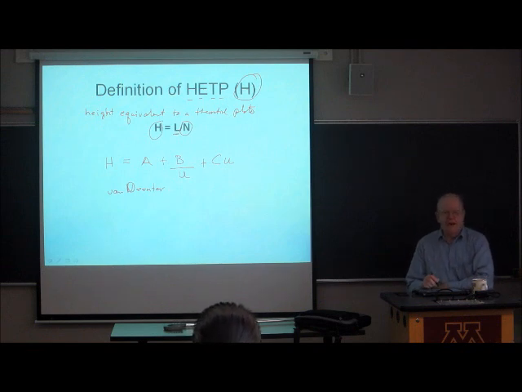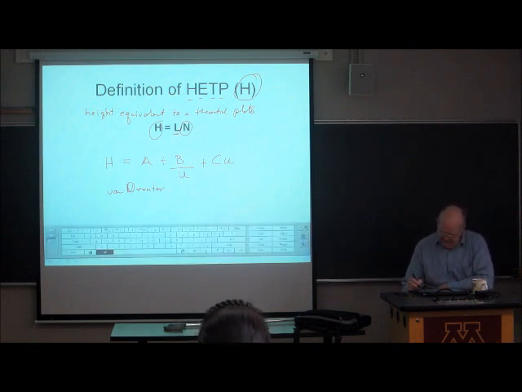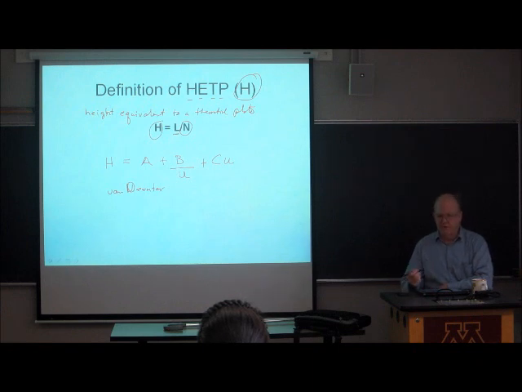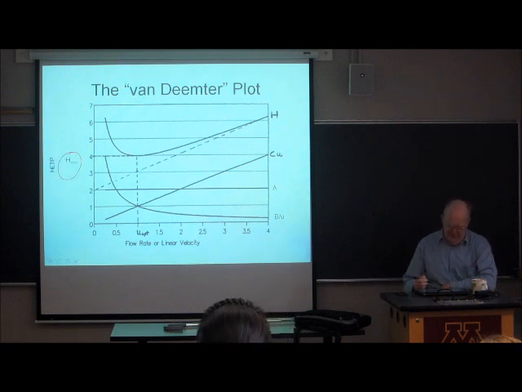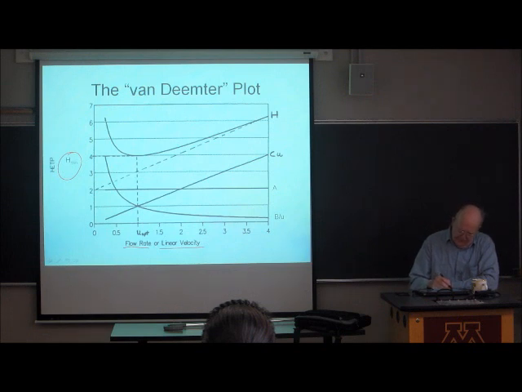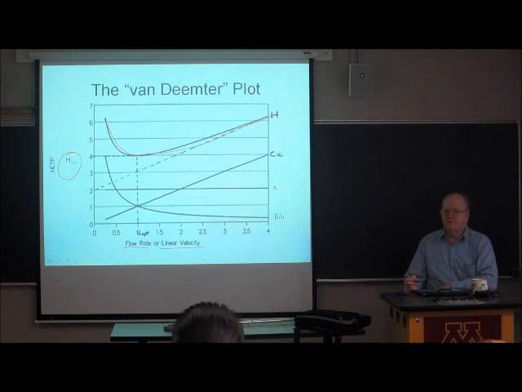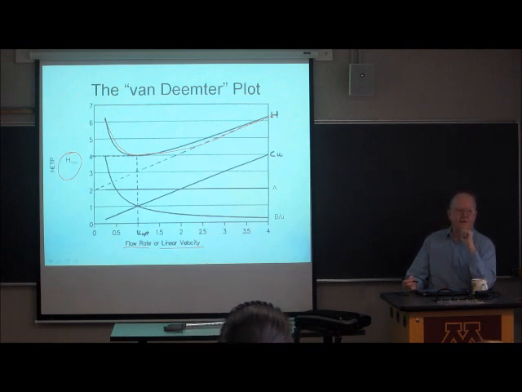Okay, so what does this equation tell us about the HETP as a function of velocity? Well, let's plot it up. Here's what the thing looks like when you plot it. Here's the HETP on the vertical axis, and here's the flow rate or the linear velocity on the horizontal axis. And here's the whole curve. That's the Van Deemter plot for this column.